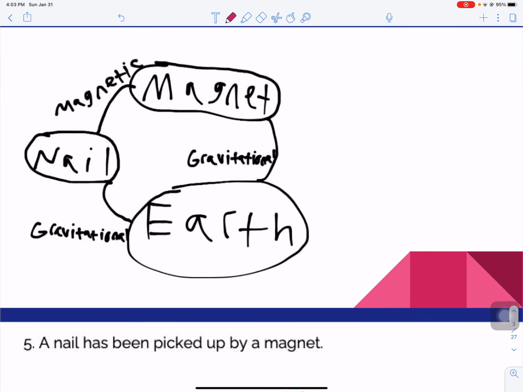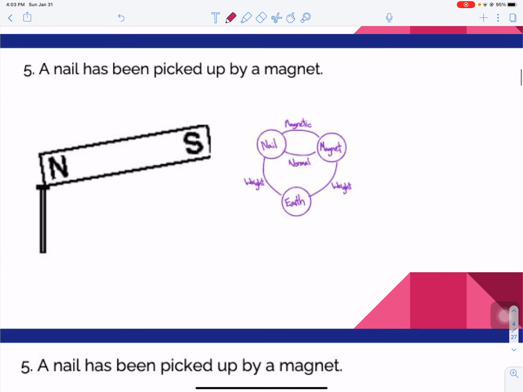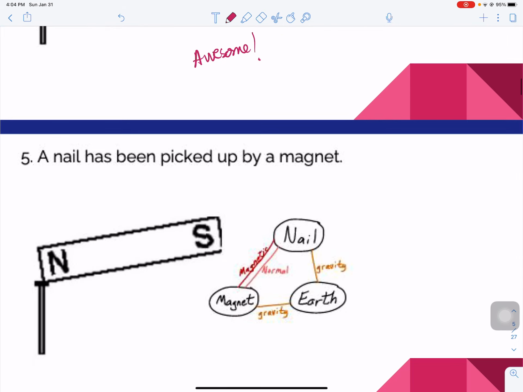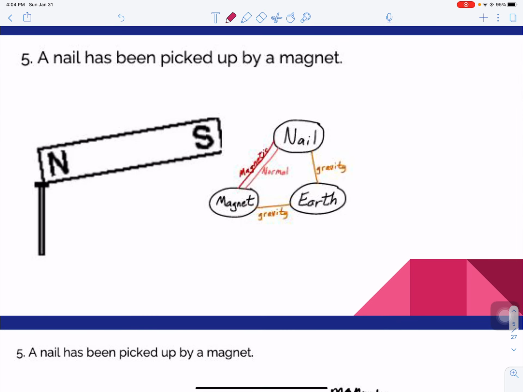So this looks great. The only thing that we're missing is the normal force, because the two things are touching. All right, we like this one. We'll say awesome. Also awesome. Let's do interesting things. Let's do a star. Nice.